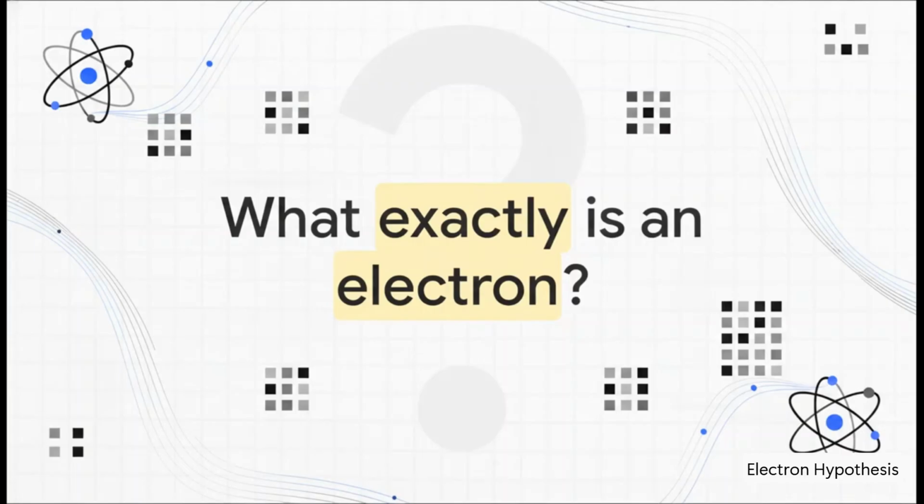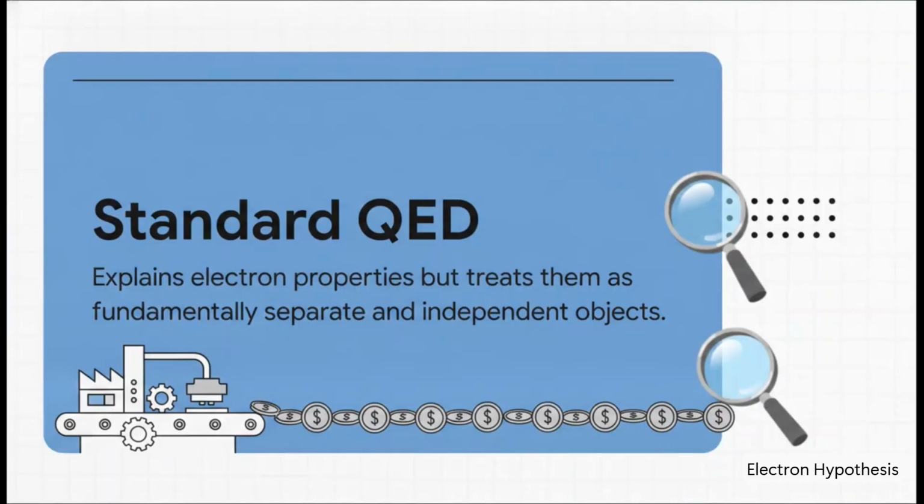You see, every single electron in the universe is exactly, completely identical to every other electron. I mean, they have the exact same mass, the exact same charge, and the exact same spin. But why? Why are they all perfect clones? Standard quantum electrodynamics, or QED for short, is our current baseline theory. It's fantastic at explaining how these particles behave, but it fundamentally treats them as separate, independent objects.